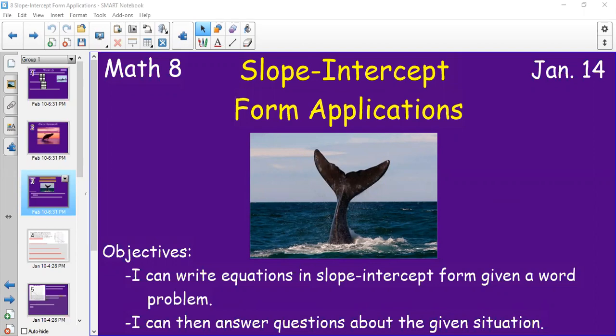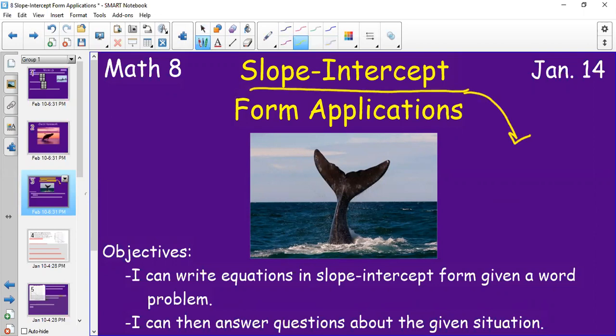We are going to continue to talk about slope-intercept form. And again, slope-intercept form is y equals mx plus b. But this time we're going to start applying it more to real life topics.